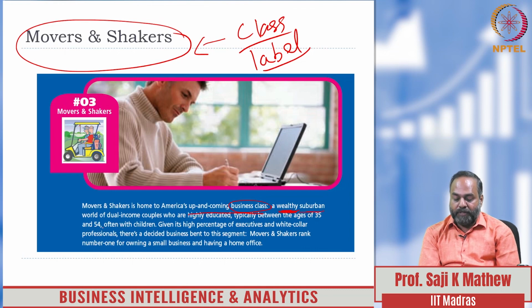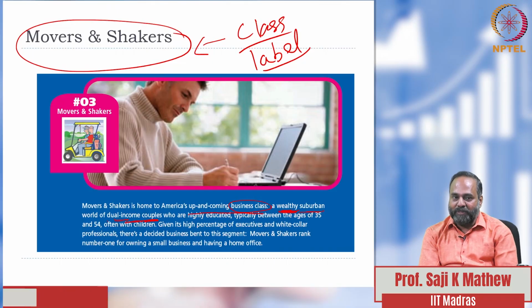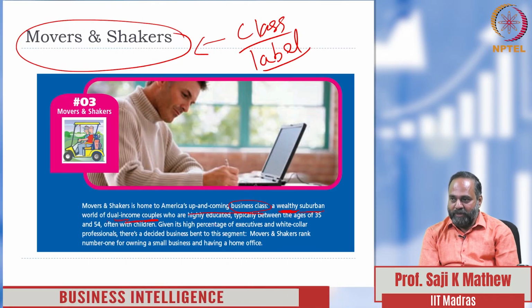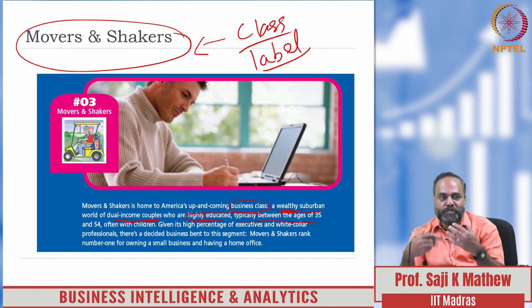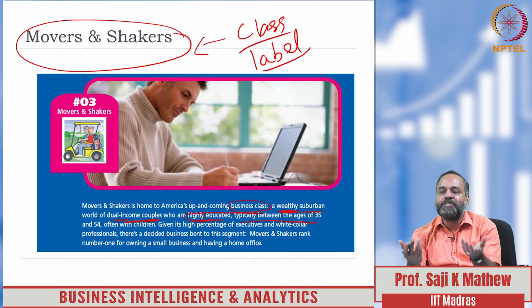They are suburban. Dual income are all attributes. Dual income couples, I think this is becoming common in our country also, right. So they have used that as an attribute. Highly educated, so education is one attribute, and it is high because the average value is high. Typically between ages, so age bracket is another attribute, but you see how they position it for a user, or a decision maker.